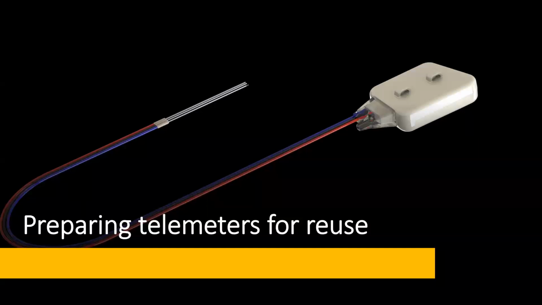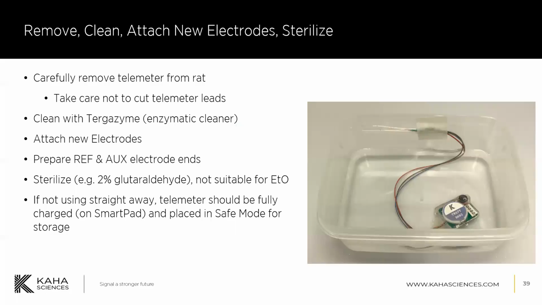So one of the key benefits of our telemetry system and the use of wireless power is that telemeters can be reused for multiple experiments. Once you're finished with one experiment, you can carefully remove the telemeter from the rat, of course taking care not to cut those telemeter leads. You can then clean the telemeter with Tergazyme, which is an enzymatic cleaner.